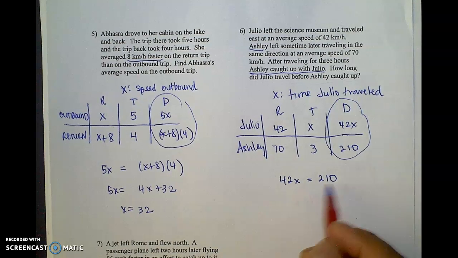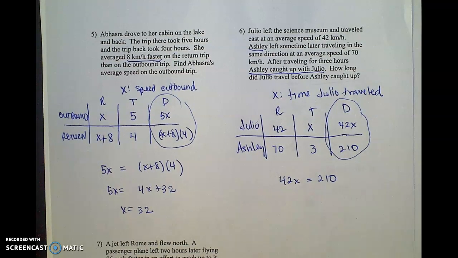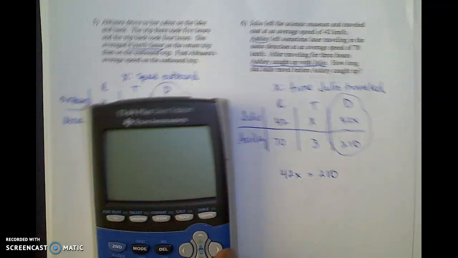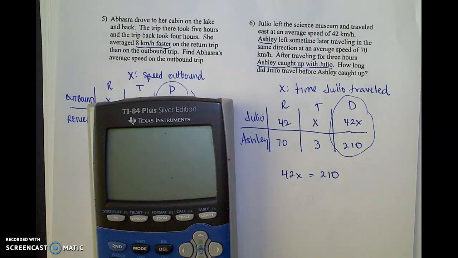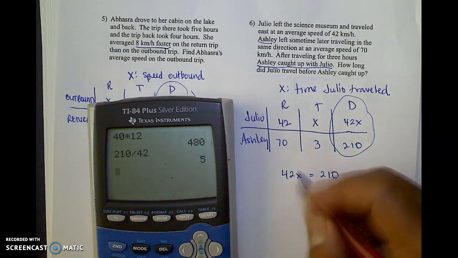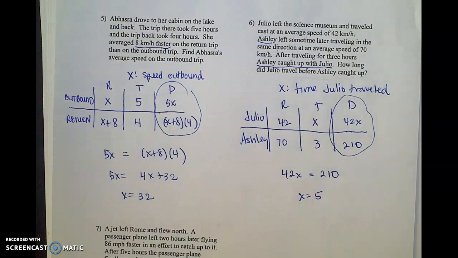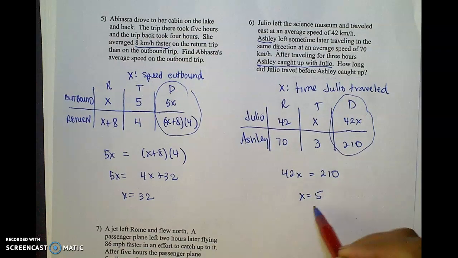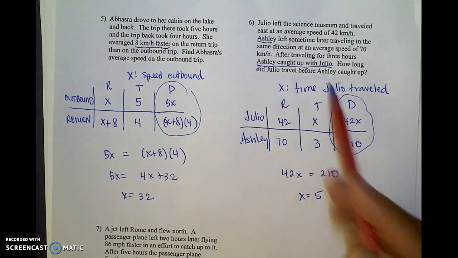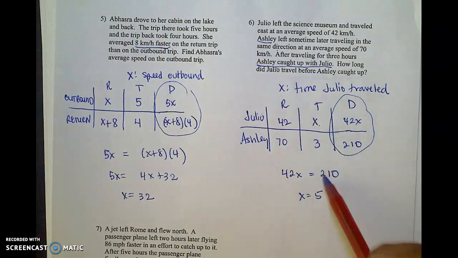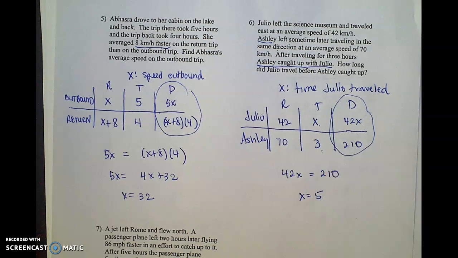So again, you can solve for x, and that should give you what Julio traveled as far as time. So it's 210 divided by 42. So that's fine. Julio traveled for 5 hours. Again, it makes sense, right? Julio left first, so his time should be bigger than Ashley's.